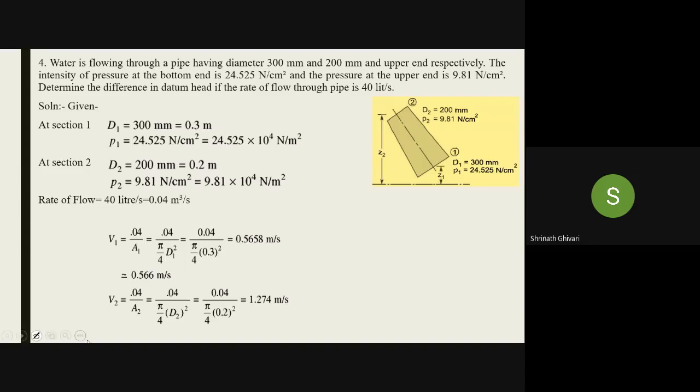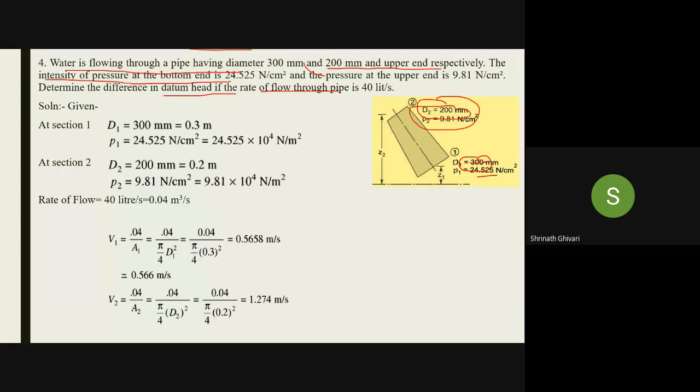Okay. So what is the question? The water is flowing through a pipe having diameter 300 mm and 200 mm at the upper end. So here it is 300 mm, here it is 200 mm. The intensity of pressure at the bottom end is 24.525 Newton per centimeter square, and the pressure at the upper end is 9.81 Newton per centimeter square. Determine the difference in datum head, if the rate of flow through the pipe is 40 liter per second.